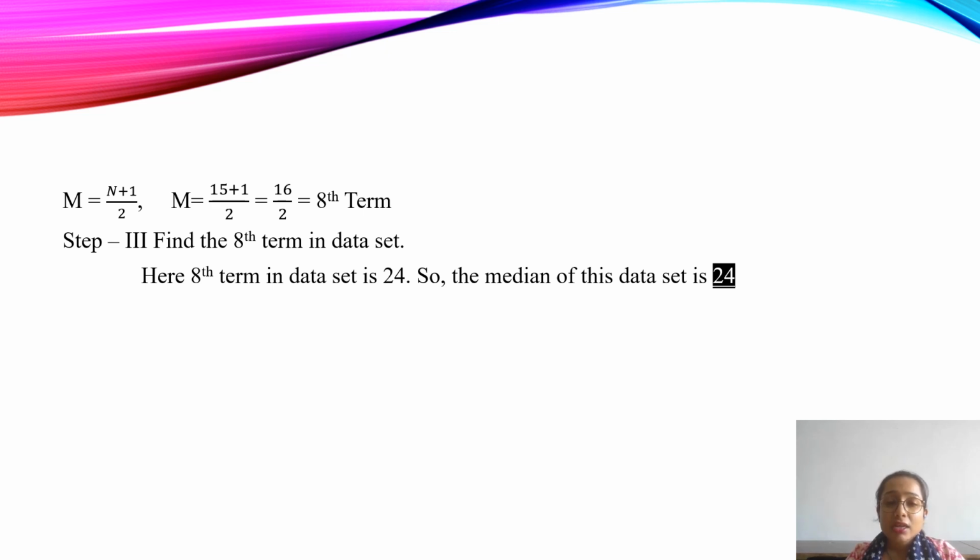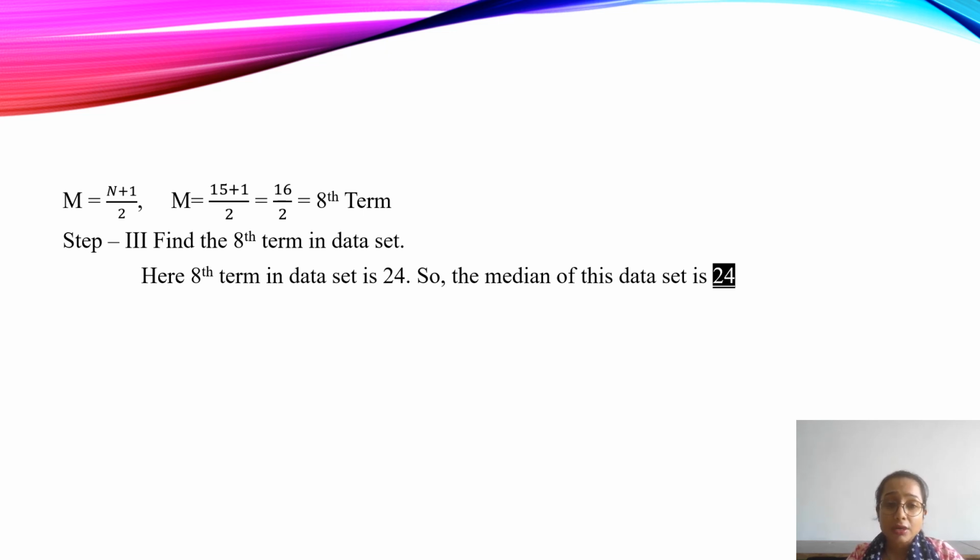Now, there is this third step as well. Whenever you apply the formula, whatever number you get is not the answer. That is the term. Just like 15 plus 1 divided by 2 is 16 divided by 2, then we get the number 8. Now 8 is not the median.